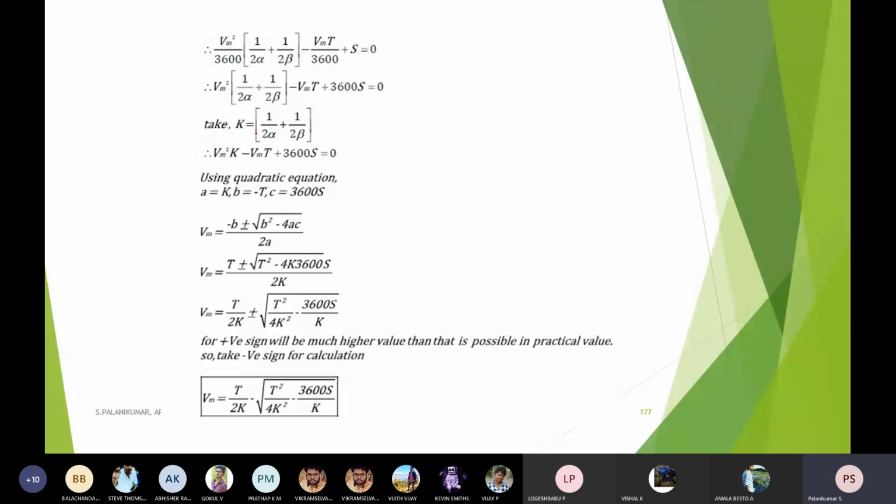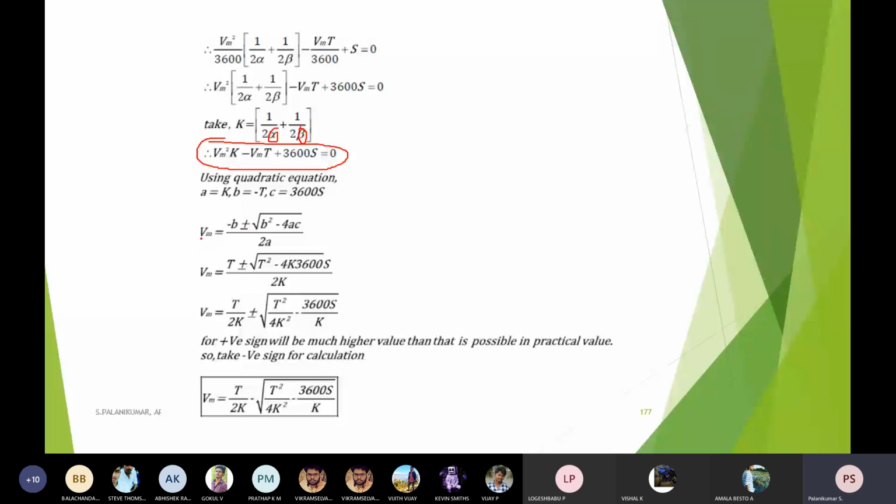So taking the k, because this is going to be constant. So automatically, if you take the acceleration or the retardation in kilometer per hour per second, if you take that as k, I can make this a constant. So Vm square k minus Vmt plus 3600 S. So it is an equation, a quadratic equation. I can convert it as a quadratic equation. So here I have taken A is equal to k, B is equal to minus t, C is equal to 3600 S.